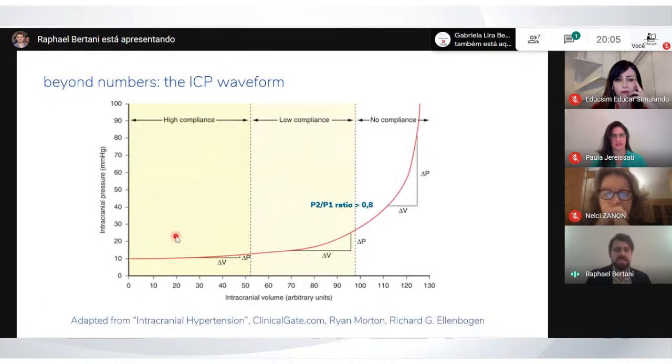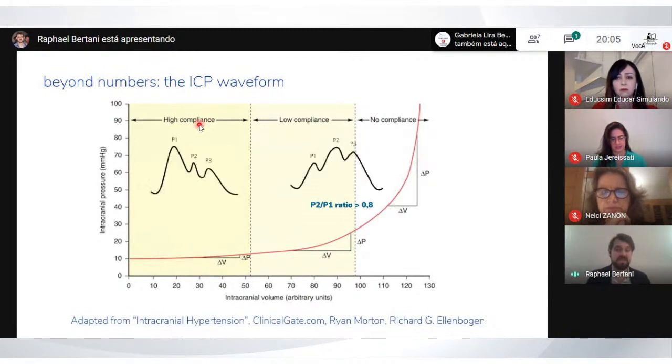To understand this better, this is a quick graph which shows the intracranial volume, the volume inside the skull, and the pressure inside the skull. As the volume keeps increasing, so does the pressure, and the brain will little by little lose its compliance. Compliance is the ability of the brain to adapt to an increase in volume without changing the pressure to a level that's unacceptable, a level that causes injury.